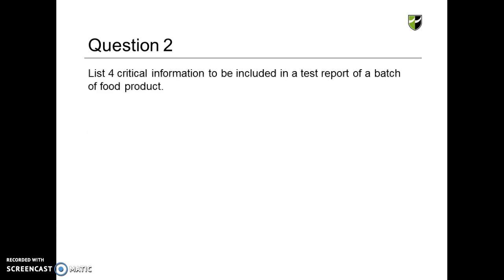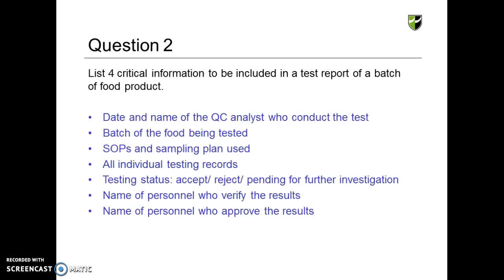Question 2. List 4 critical pieces of information to be included in a test report of a batch of food product. Date and name of the QC analyst who conducts the test. Batch of the food being tested. SOPs and sampling plan used. All individual testing records. Testing status: accept, reject, or pending for further investigation. Name of personnel who verify the results. Name of personnel who approve the results.